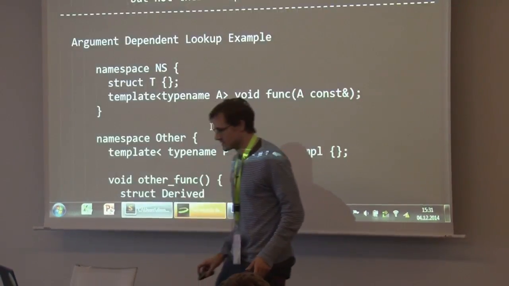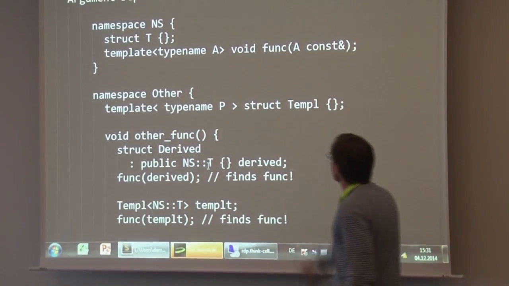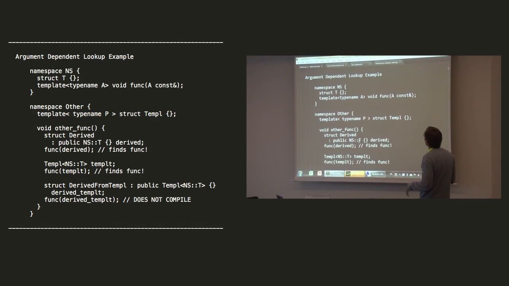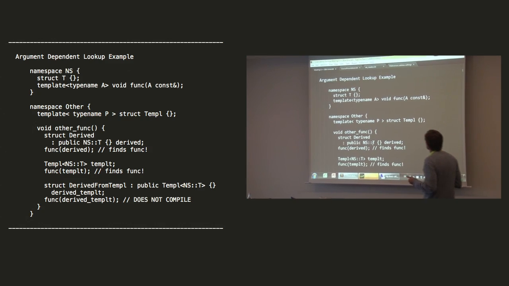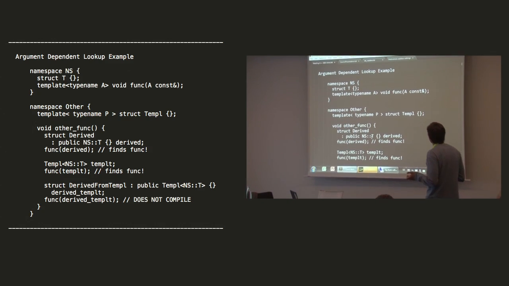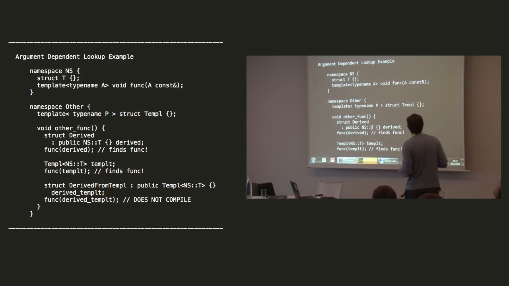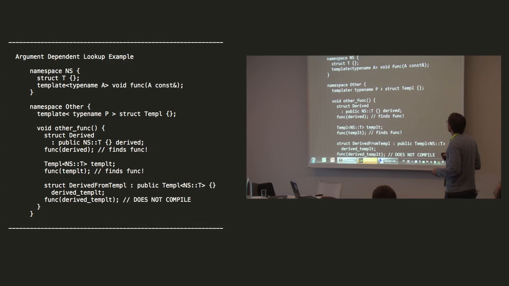So here's an example. You have a namespace ns. Inside the namespace you have a structure T, and you have a function that just takes an unconstrained template parameter, a const ref, whatever. Now you have namespace other, some completely other namespace.